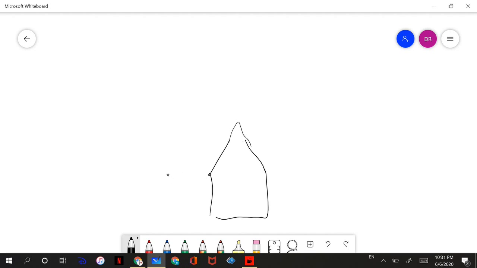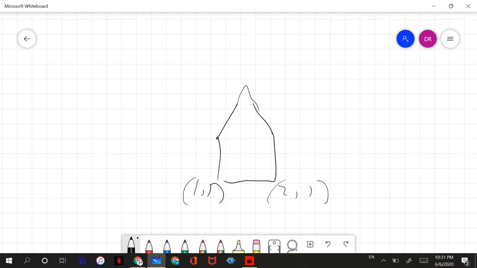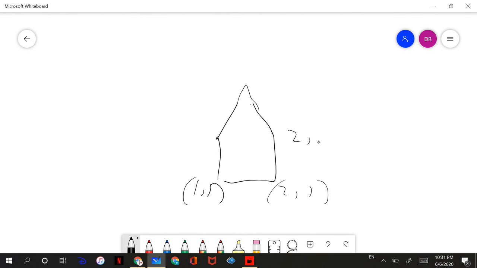So let's say this is (1, 1), (2, 1), (2, 5), (1, 5), and let's say this is, I don't know, let's just do like 3. Okay, this is not to scale, so don't worry.